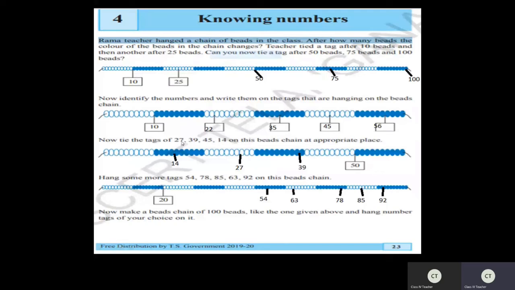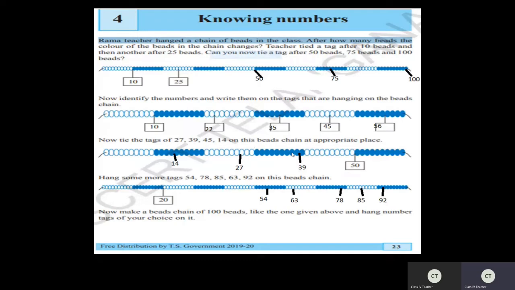The next smallest number is 27. So white 10, then here 20, blue completed 20, 20 after 7. So 1, 2, 3, 4, 5, 6, 7. 20 plus 7 is 27. So I have tagged here near the 27th bead. The next number is 39. So white completed 30. Now blue beads are starting. So 1, 2, 3, 4, 5, 6, 7, 8, 9. So 39. I have tagged here 39.